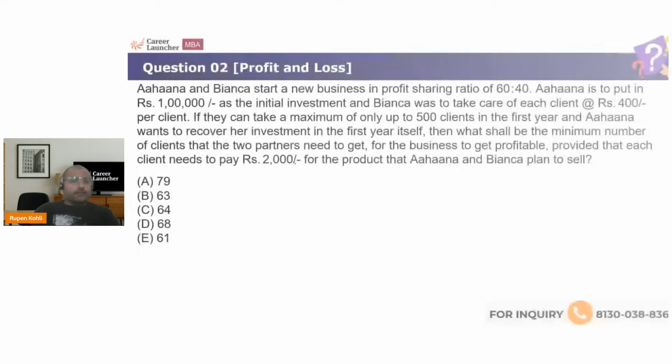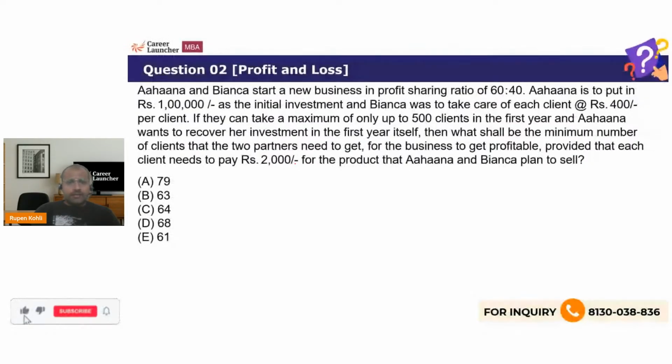Here we go. All right. A little bit lengthier question to read, but mostly questions are quite doable if we carefully understand what it is all about. Now, Ahana and Bianca start a new business in profit sharing ratio of 60 to 40.